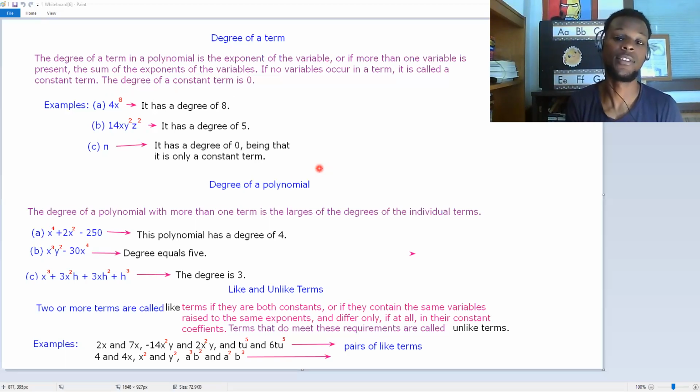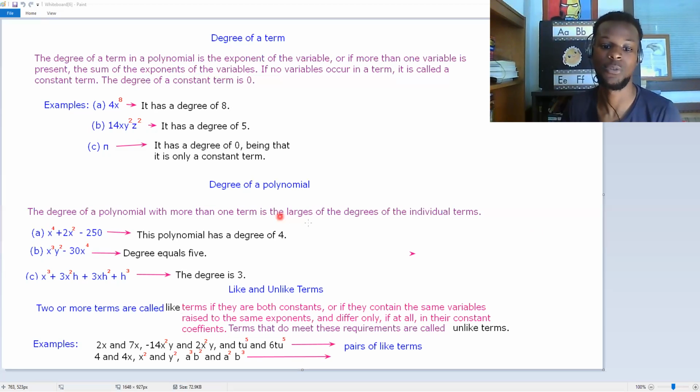Now, the degree of the term is specific to the term, and terms are separated by the plus sign and the minus sign, or you can say addition and subtraction operators. But when you combine one or more terms, it makes up the polynomial. So let's look at the degree of the polynomial. The degree of the polynomial with more than one term is the largest of the degrees of the individual terms.